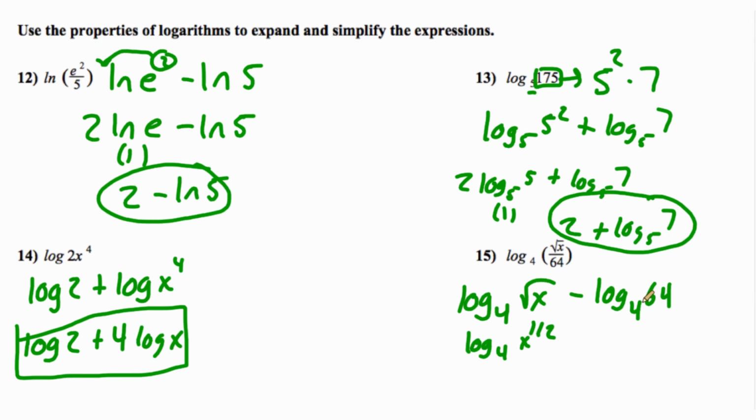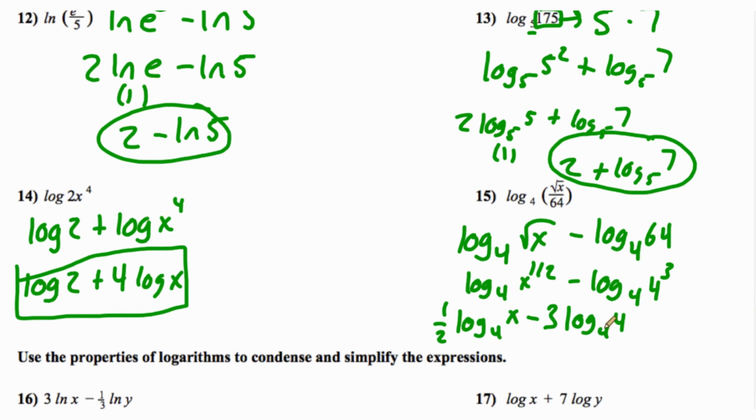And with the second one, this is a base 4. So we're going to look at the 64, and we're going to rewrite 64 as 4 cubed. So we've got log base 4 of 4 cubed. And we can drop each one of those powers down in front. So we get 1/2 log base 4 of x minus 3 log base 4 of 4. And that last log base 4 of 4 is just going to turn into 1. And if we take that 3 times the 1, we just end up with a 3 on the back end. So we get 1/2 log base 4 of x minus that 3.